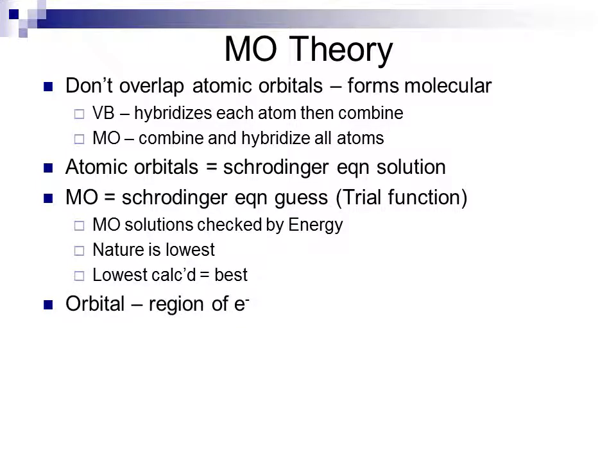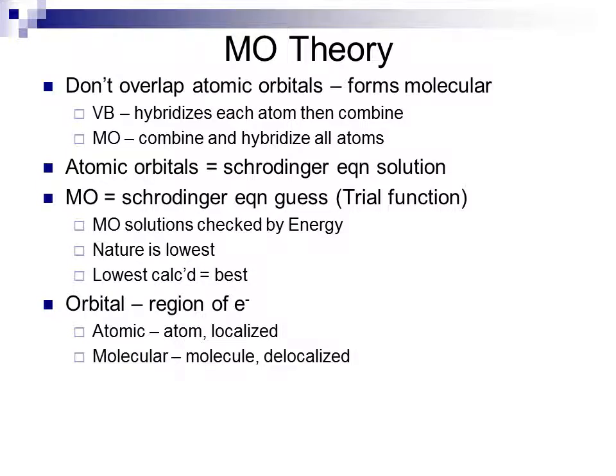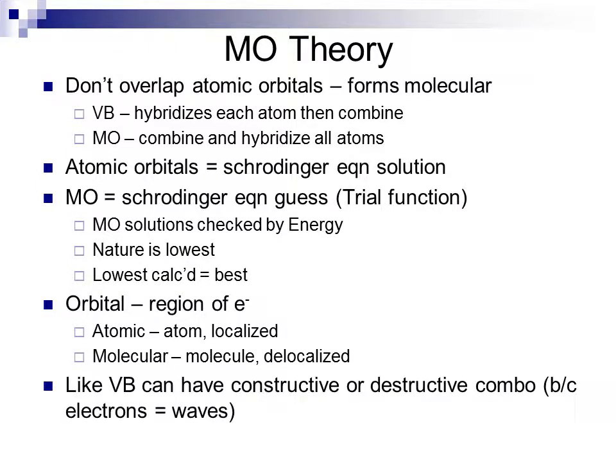An orbital, as we understand it, is a region of electrons around atoms in a molecule. An atomic orbital is the distribution of electrons around an atom. They are localized to a specific atom. A molecular orbital, though, is the distribution of electrons around a molecule. We call them delocalized, which means they're not stuck to a single atom.